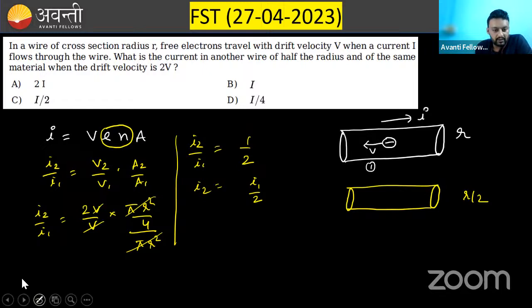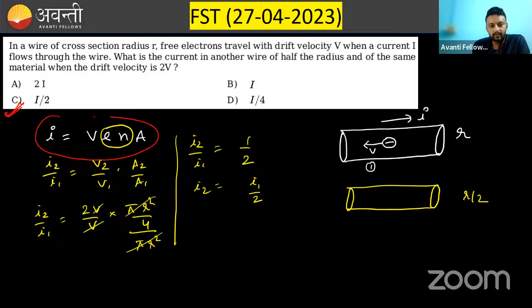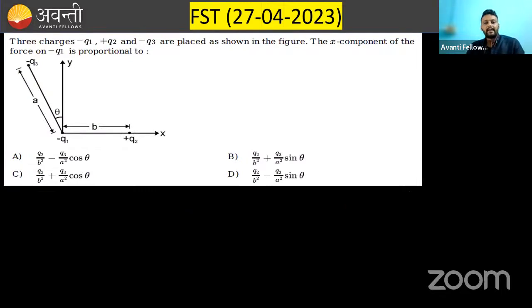I1 by 2, that means which option is correct? Option C is correct. Very good. Doable question. The approach is clear. This relation you should remember. Next question.